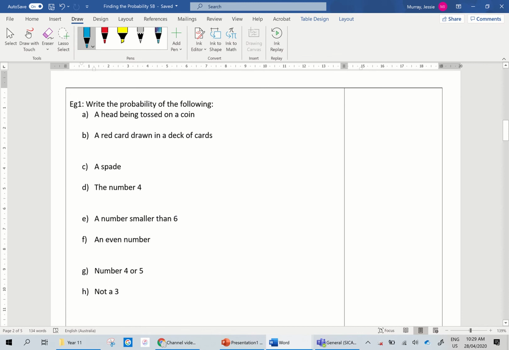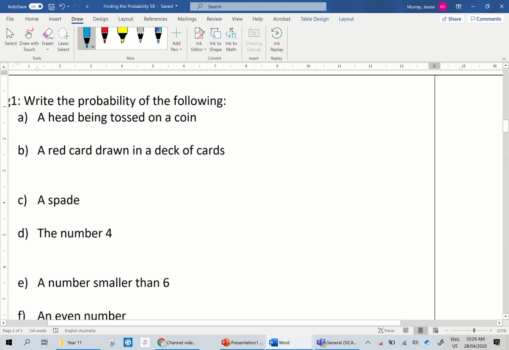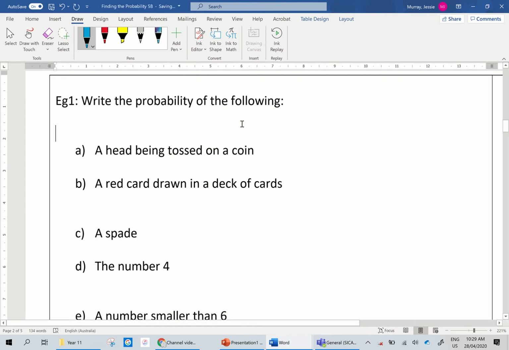Let's have a look at some probabilities then. And I bet you could pause this video and do most of these on your own. So go ahead if you want to. Otherwise, we're writing these. Now, the biggest thing you need to make sure you do in probability is simplify your answers. You will not get it correct if you don't simplify. All right, so find the probability of the following. A head being tossed on a coin.